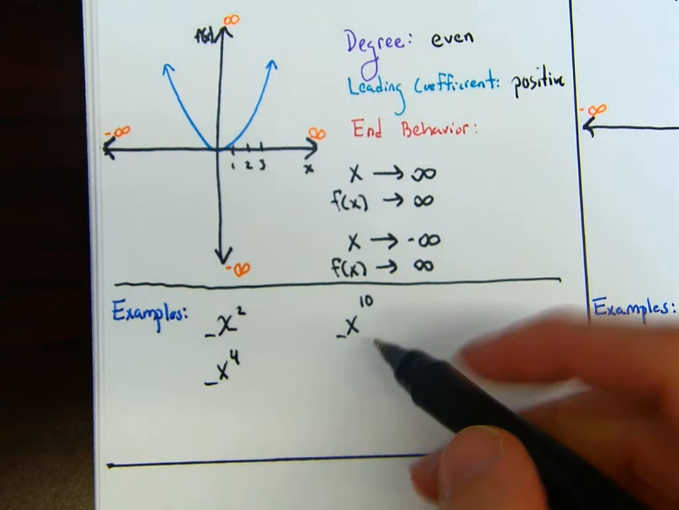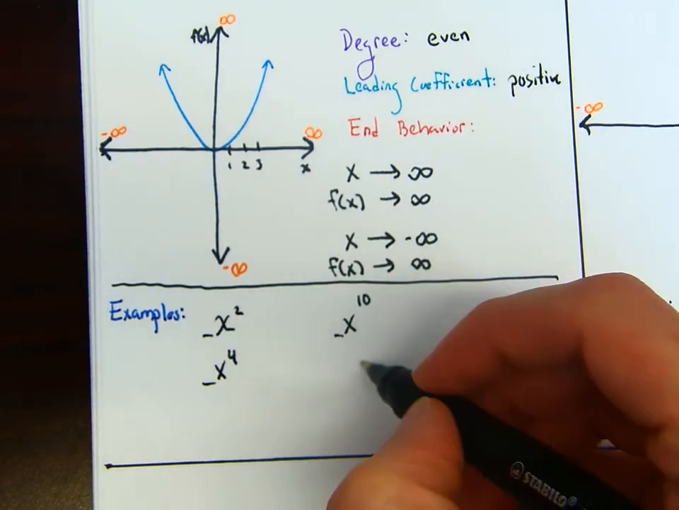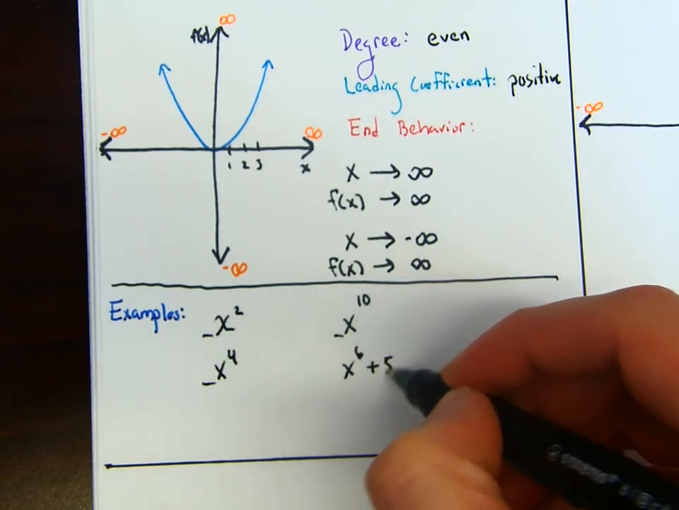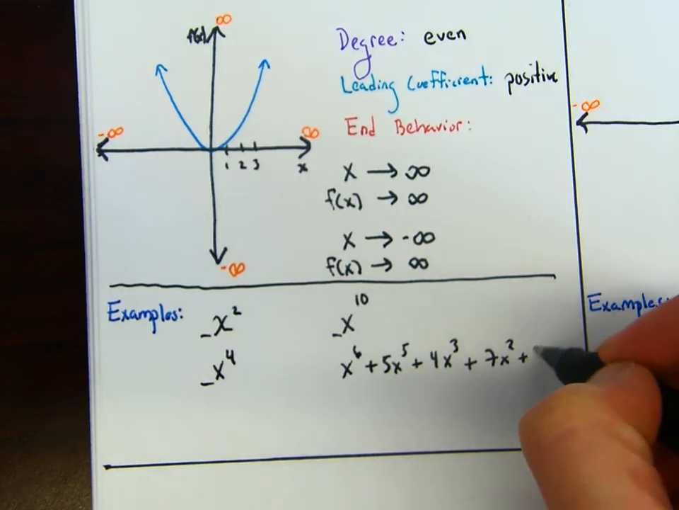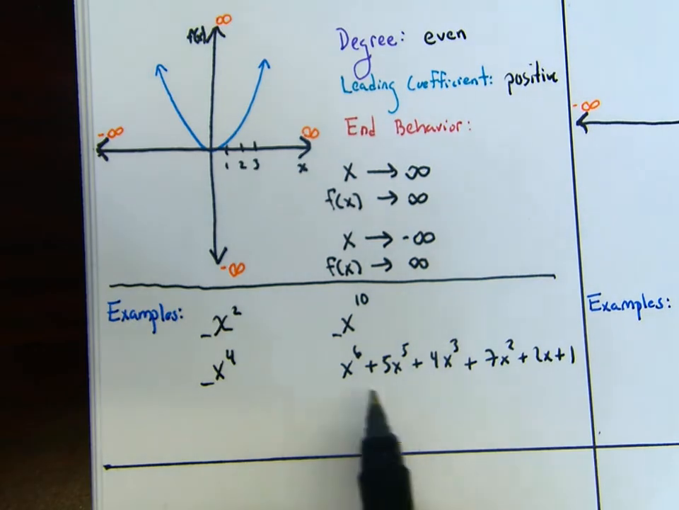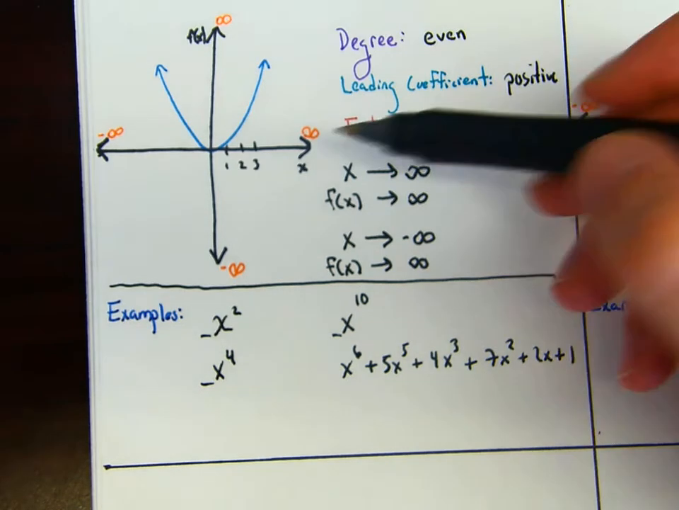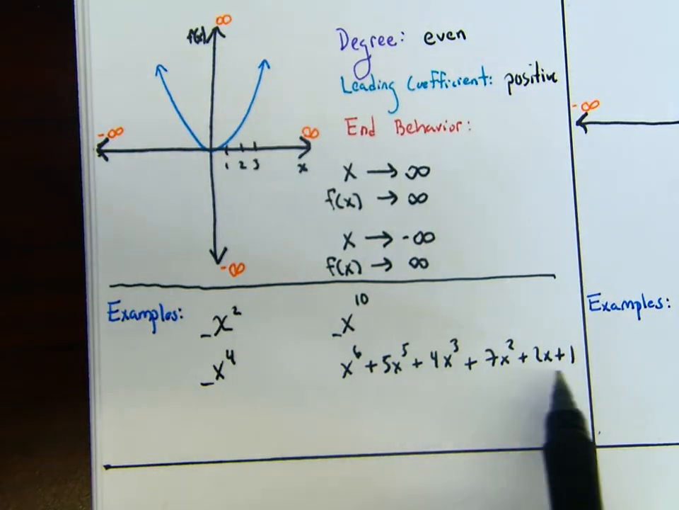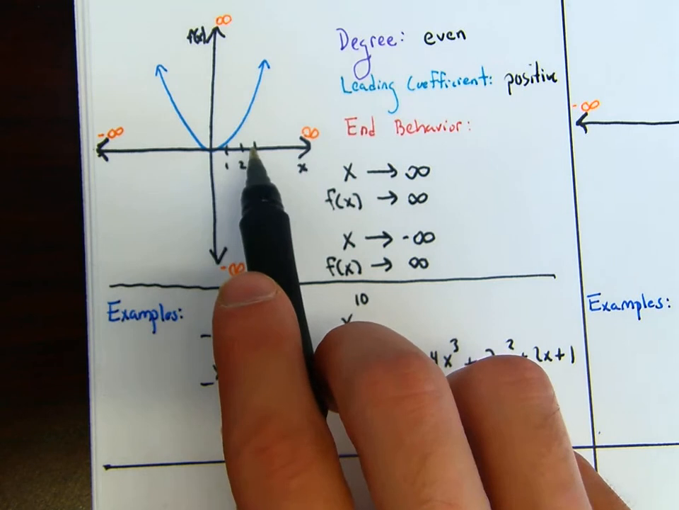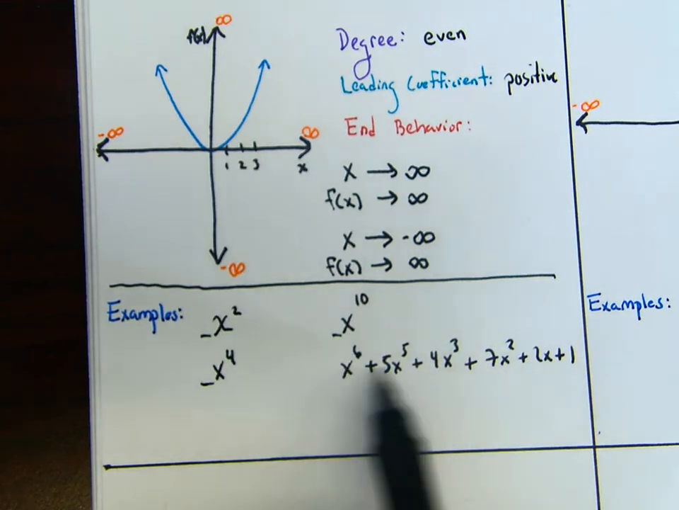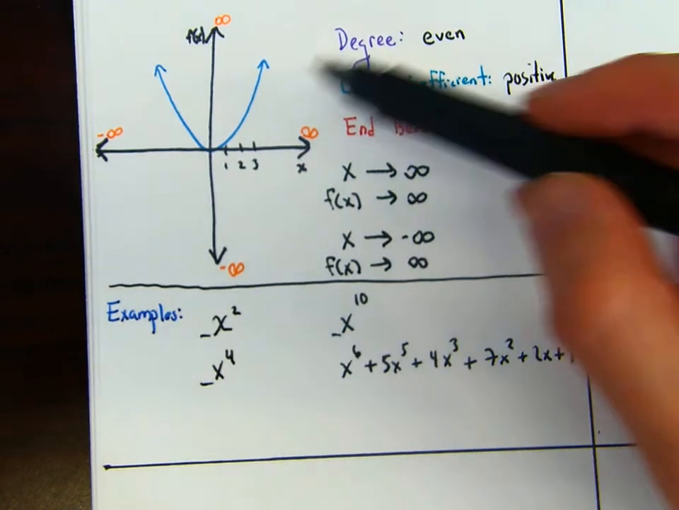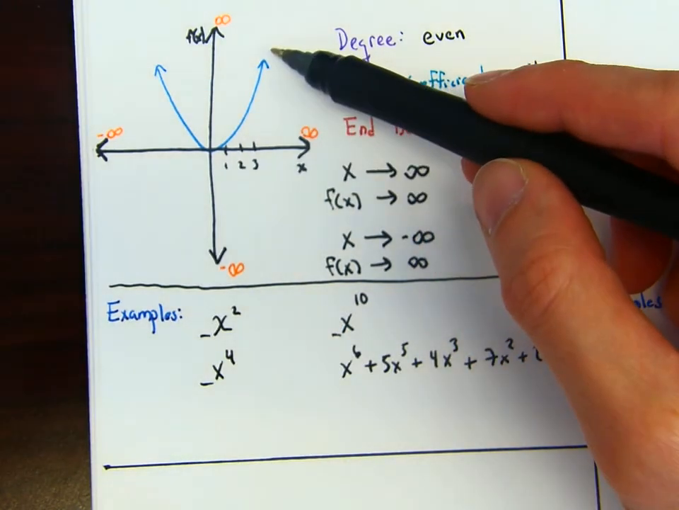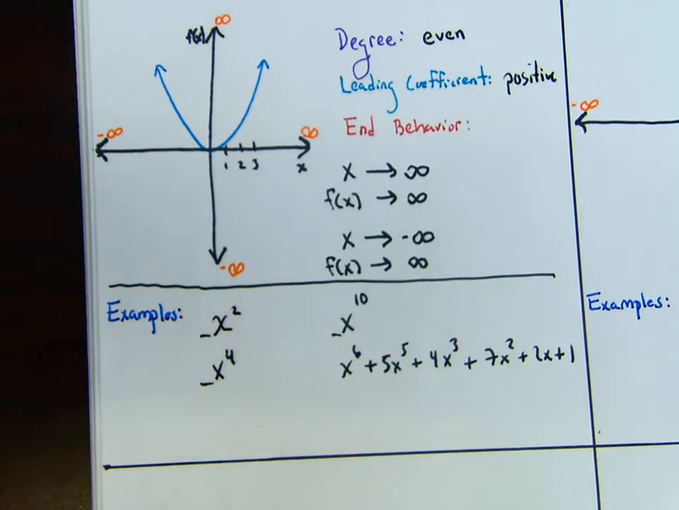So what would be some other examples that have this similar end behavior? What if I had x to the 6th plus 5x to the 5th plus 4x cubed plus 7x squared plus 2x plus 1? This polynomial function, as large as it is, we know that the end behavior of the graph for this polynomial function will have this behavior. Whatever this graph looks like, I know as x approaches infinity, my f of x will also go to positive infinity, and it will have this visual.